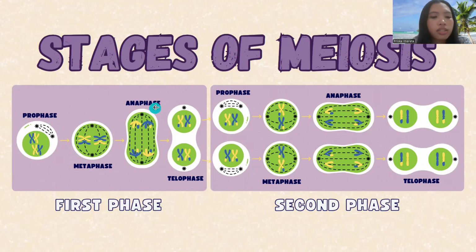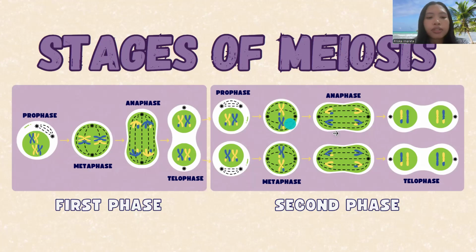Next, anaphase 1: chromosome pairs separate and move to opposite ends of the cell. This ensures each cell contains half the number of chromosomes, or haploid. And the last is telophase 1. Two new nuclei form around each set of chromosomes. The cytoplasm splits and two daughter cells are formed.